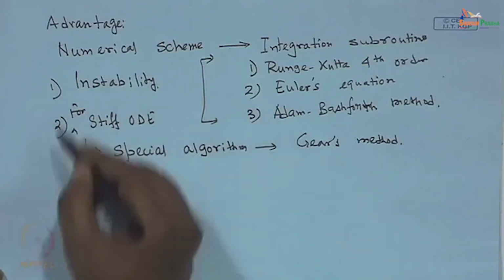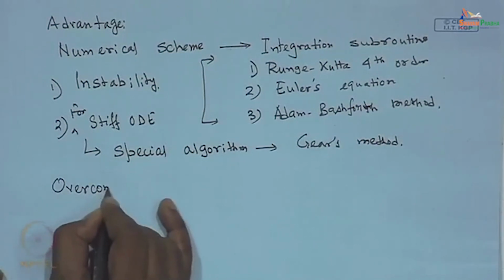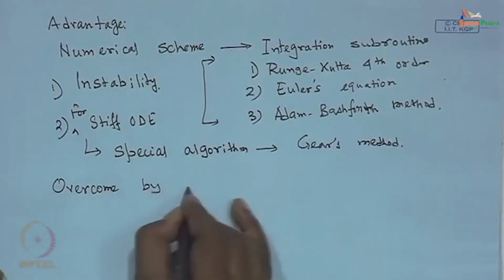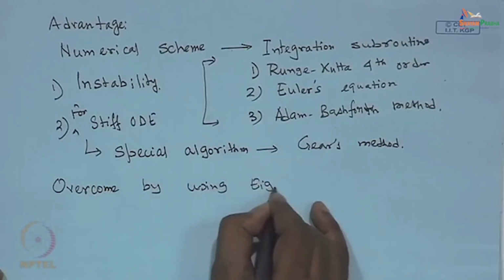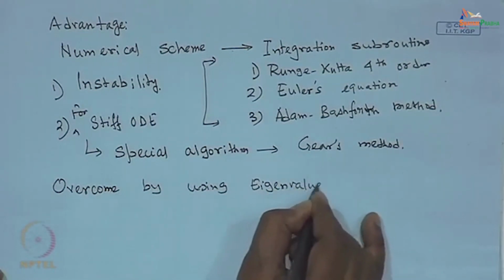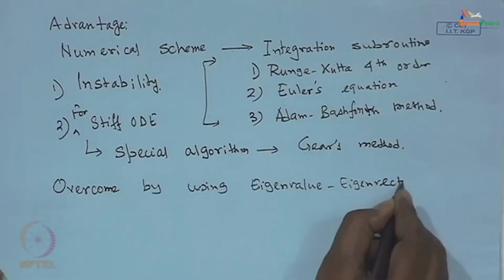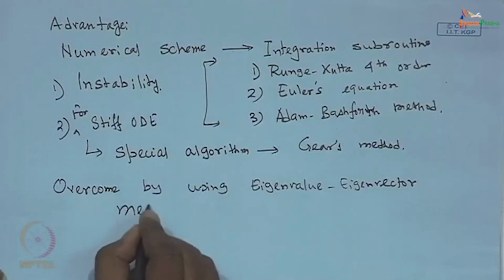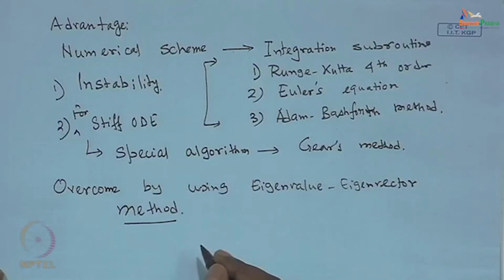All these shortcomings can be overcome by using this eigenvalue, eigenvector method, that gives us a more accurate and elegant method of solution, trouble free.